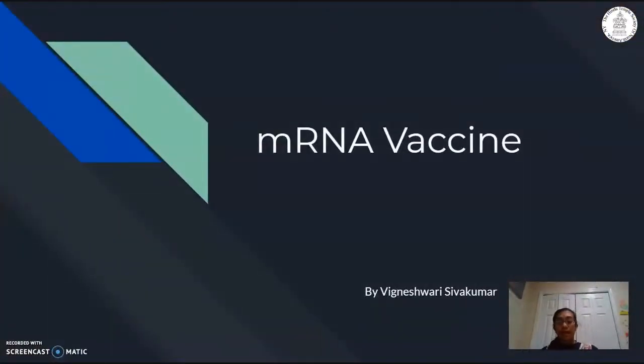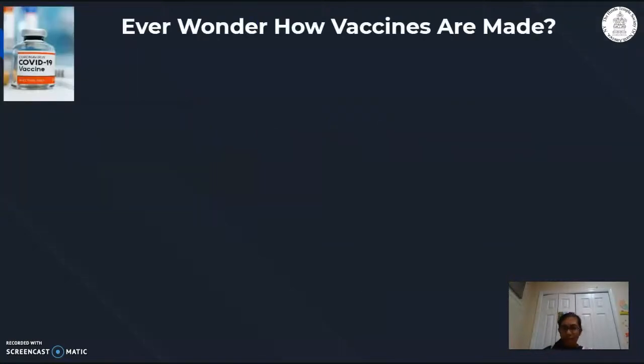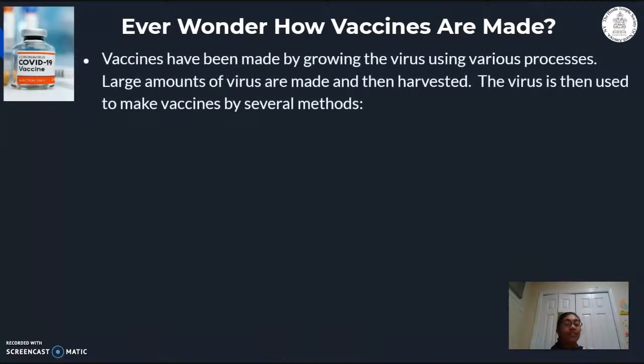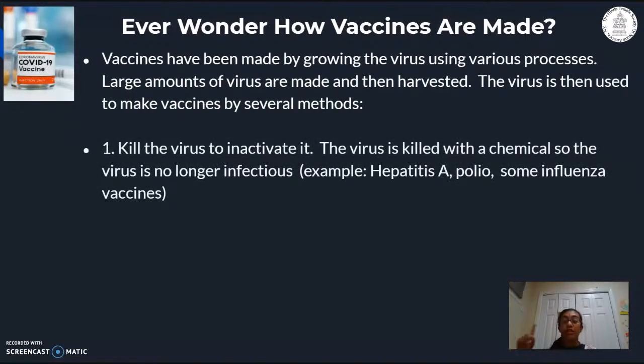So now that we've talked about the virus and our immune system, let us talk about the mRNA vaccine. So, ever wondered how vaccines are made? Vaccines have been made by growing the virus using various processes. Large amounts of virus are made and then harvested. The virus is then used to make vaccines by several methods. The first method is to kill it so that we can inactivate it. The virus is killed with a chemical, so the virus is no longer infectious. We've used this method in hepatitis A, polio, and some influenza vaccines.